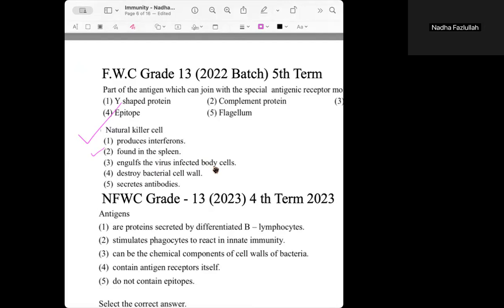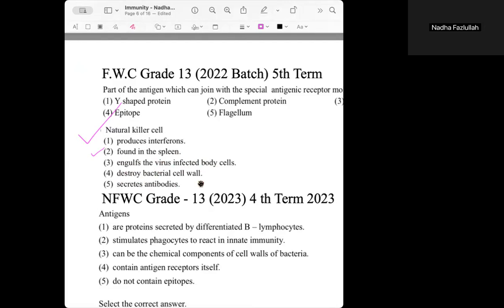They engulf the virus infected body cells. They do something to the virus infected body cells as well as the cancerous cells. But do they engulf them? I specifically told you they do not engulf these abnormal cells. What they do is they will be releasing chemicals to kill these virus infected cells and cancerous cells. So that is wrong. They don't engulf.